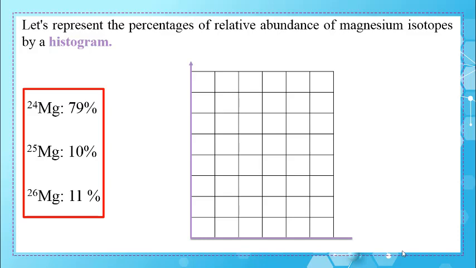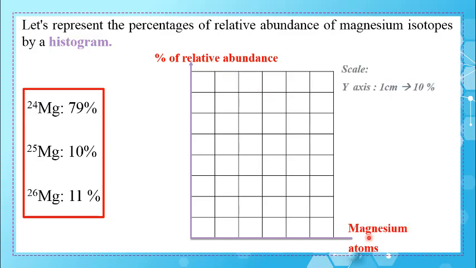Then, put a title for each of these axes. The y-axis represents the percentage of relative abundance, and the x-axis represents the magnesium isotopes. In the next step, we should choose a convenient scale. The scale for the y-axis is that each 1 centimeter represents 10%, and on the x-axis we represent the 3 magnesium isotopes Mg-24, Mg-25, and Mg-26.